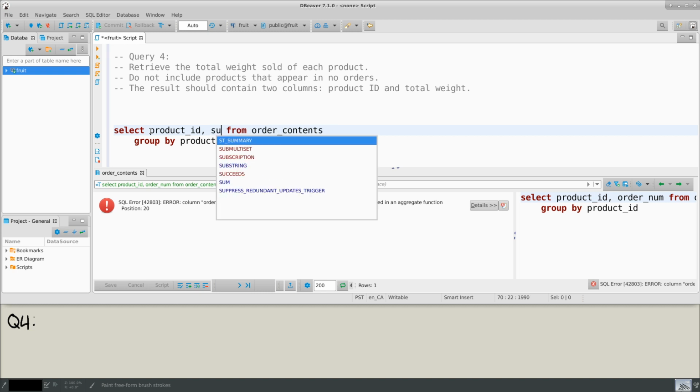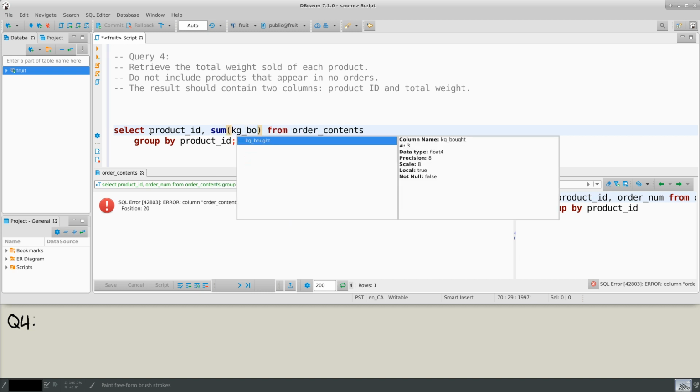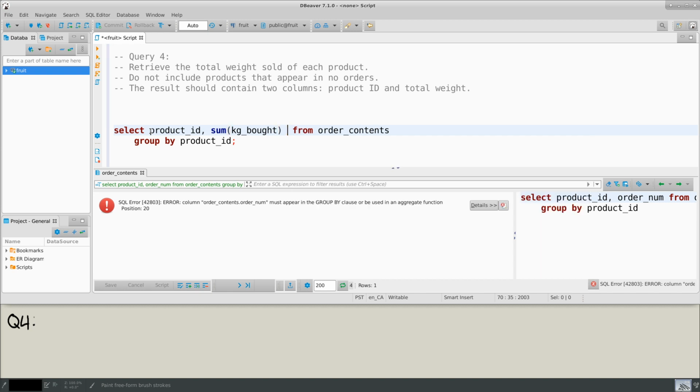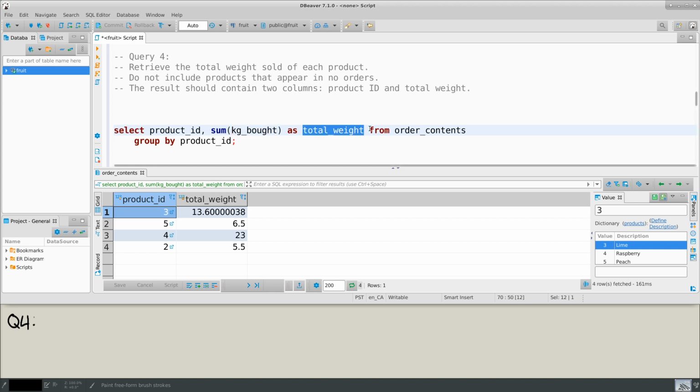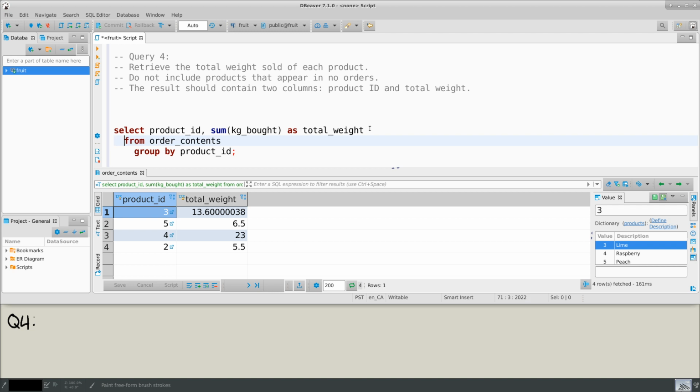So in any case, what I want to do is sum up the number of kilograms bought, kilograms bought as total weight. And so the sum aggregate function allows me to add up. I first group all the rows by product ID, I make a bucket for each product ID that I see, and then inside each bucket I sum up the kilograms bought value, and I call the result total weight. Let's just space that a little bit more.